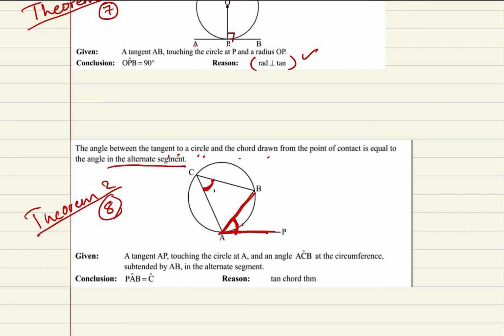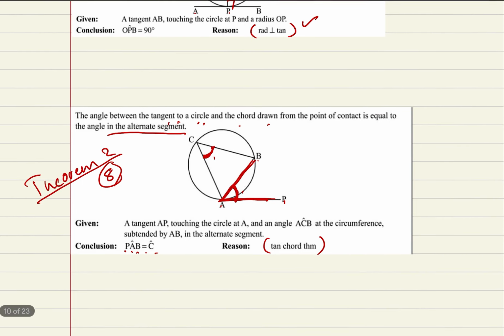Now they did say here angle PAB is equal to angle C. The reason here is the tan chord theorem. That is how we do that one. This is the second theorem under a tangent.